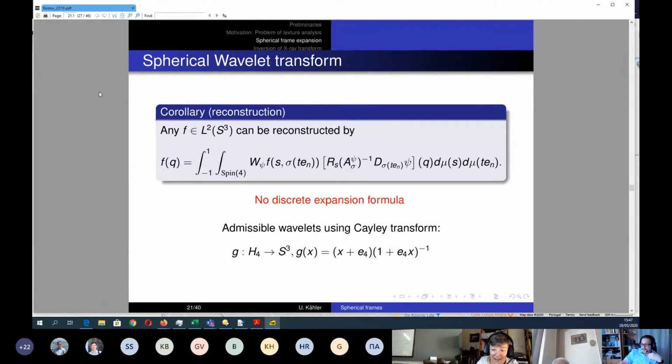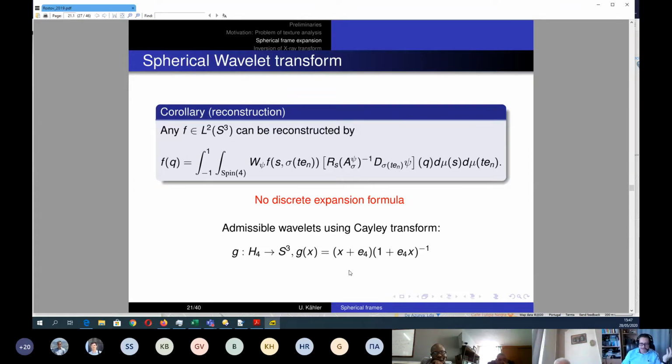But again, you have a problem. A priori, this is not a discrete one, it's a continuous one, so there's no discrete expansion formula. On the other hand, there's a small trick you can use for creating admissible wavelets. You could use a similar trick to what I mentioned in the case of the Gabor transforms. You take an admissible wavelet, let's say rotationally invariant, on R3, and then use a Cayley transform to map it onto the sphere.